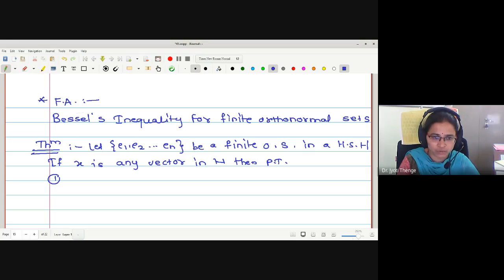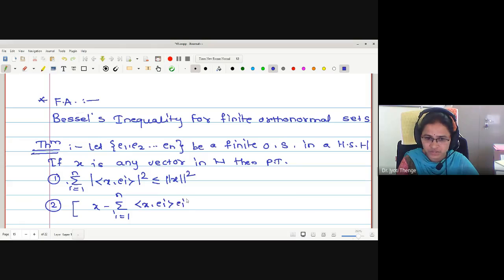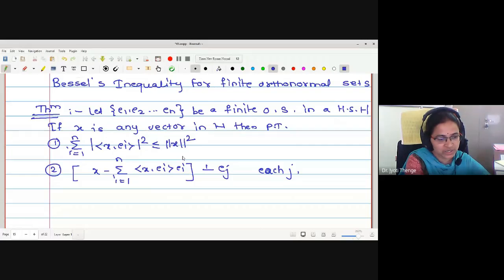Then prove that. Statement number 1 to prove is the summation i from 1 to n of modulus square of the inner product of x with ei is less than or equal to norm square of x. Number 2, x minus the summation i from 1 to n of the inner product of x with ei times ei is orthogonal to ej for each j. From the point of view of the proof, I don't feel that it is important. Therefore, let's just keep the proof. We will go to the statement directly, right?